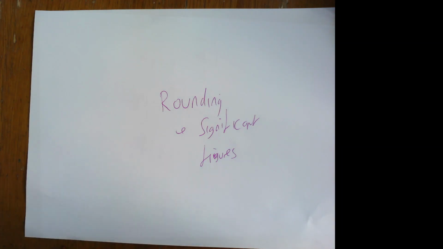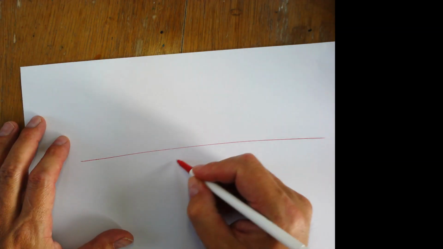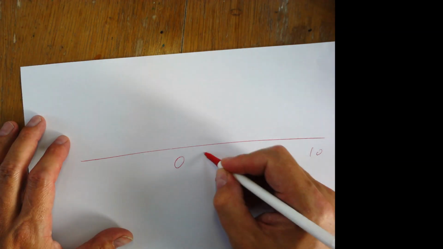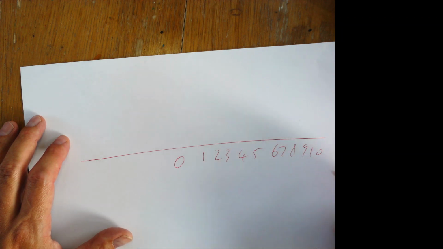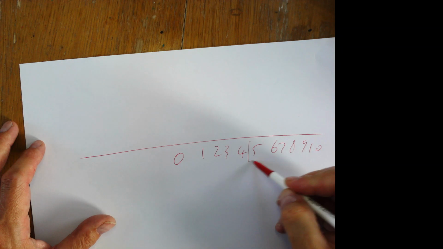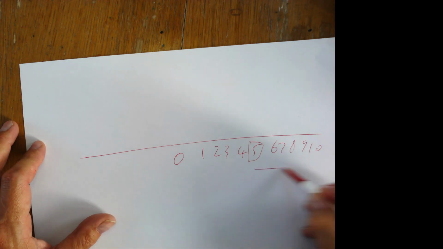Today I'm going to be going through rounding and significant figures for you, really straightforward. Imagine for a second you've got a number line. Here is 0, here is 10, and you've got 1, 2, 3, 4, 5, 6, 7, 8, 9 and 10. If you're rounding to 10, if the number is 5 or above, you're going to round up.